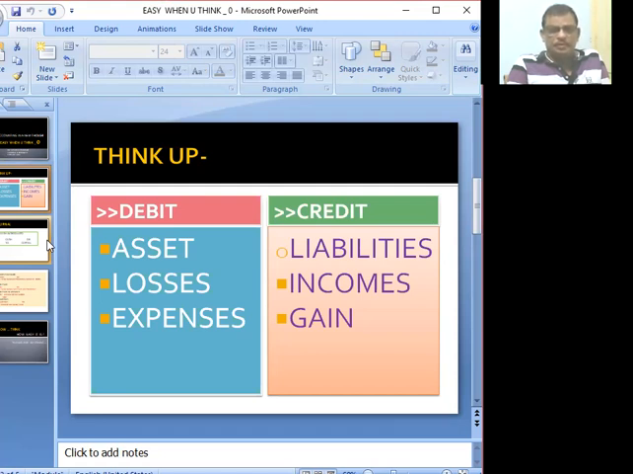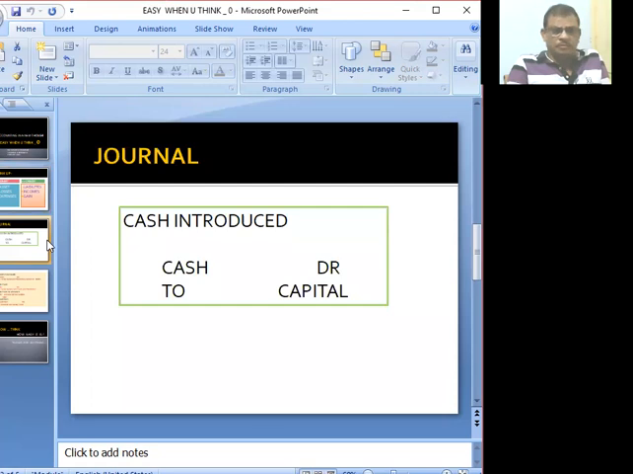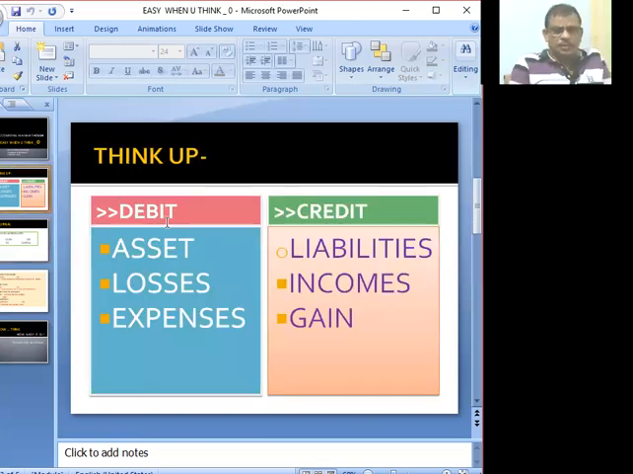Suppose on the debit side, you see assets, losses, and expenses. Only three things we have to include. So whatever the condition is, if an asset, a loss, or an expense takes place, everything will be on the debit side, all the time. Nothing to worry about on this.